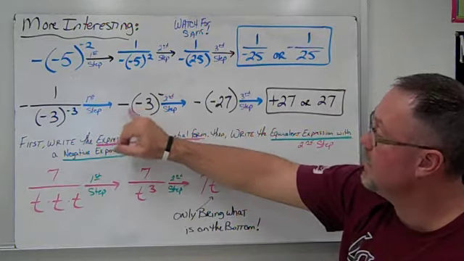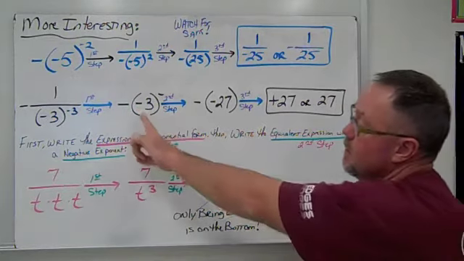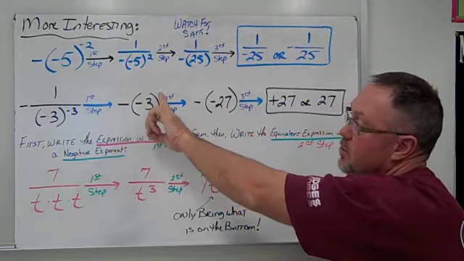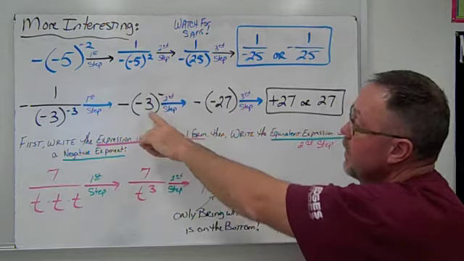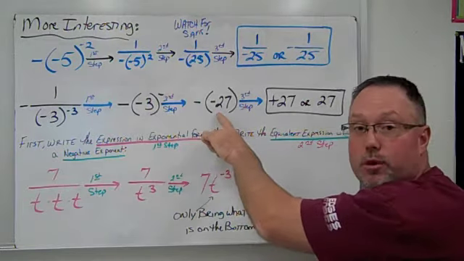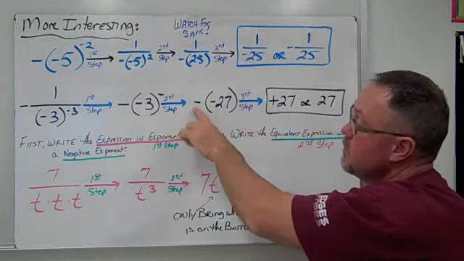I have 2 negatives here. My second step is I'm going to take a negative base to an odd power, because this is the power of 3. That gives me a negative 27. This negative just comes along with it.